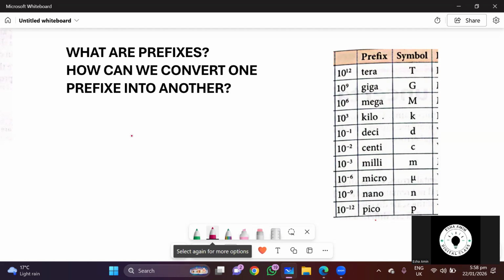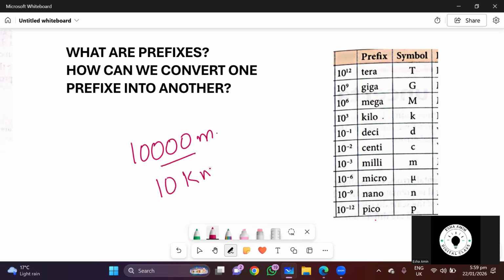If we have a very large value or a very small value, we can convert it into a smaller one by using a prefix. Let's suppose there is 10,000 meters. Then we can write it as 10 kilometers. So the kilo is a prefix, right?